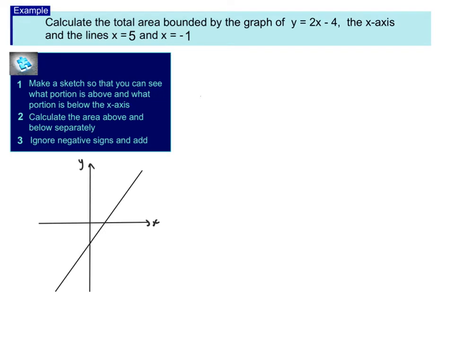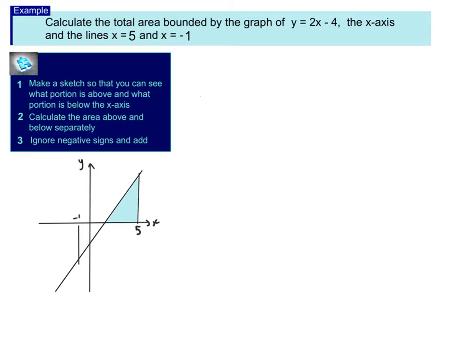And I've got an upper limit of x equals 5. So my upper limit is going to be up here, where this is 5. And my lower limit is going to be at -1, so down here. To calculate the area of this bow tie shape between the line and the x-axis, I need to treat it as 2 separate shapes. So I'm going to calculate this area first.